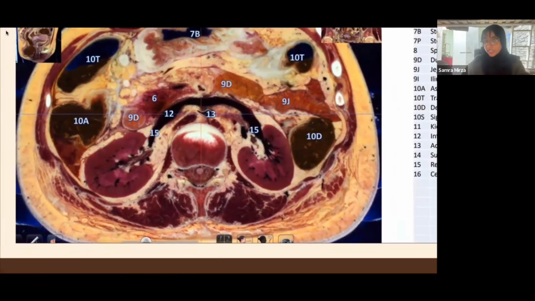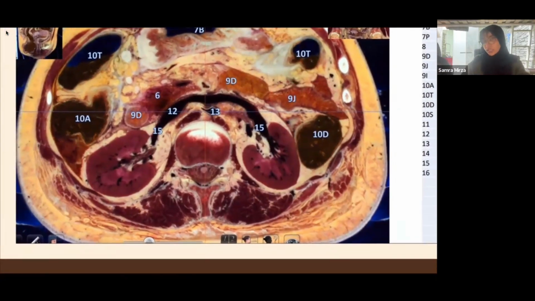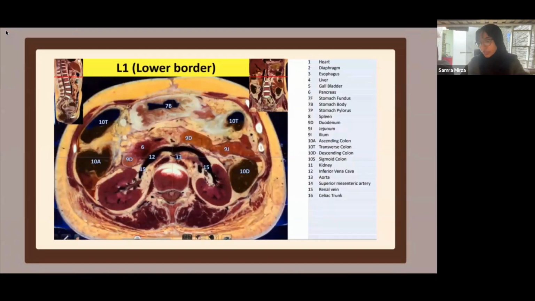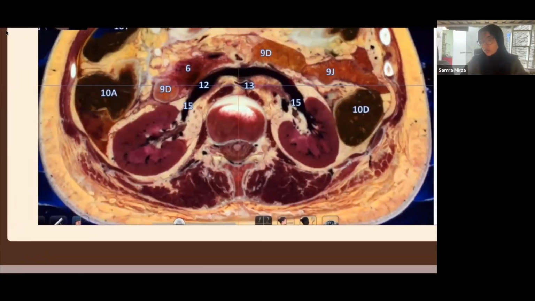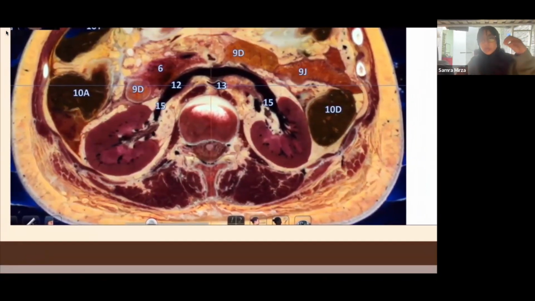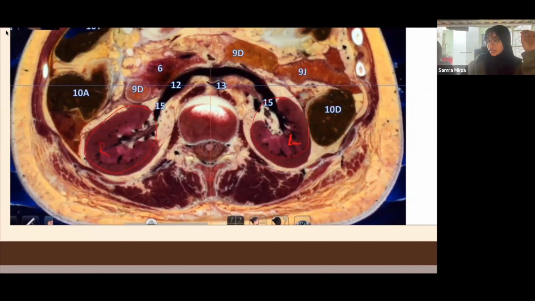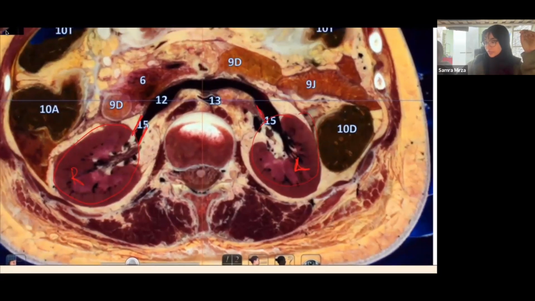So this is more anatomy than the Anatomage, but you do need to know it in case they ask. So here we're on L1, the lower border. Here we have where the renal veins come and join with the IVC. So here we have our two kidneys. Here we have the left kidney, and here we have the right kidney. And these parts coming out are the renal veins.